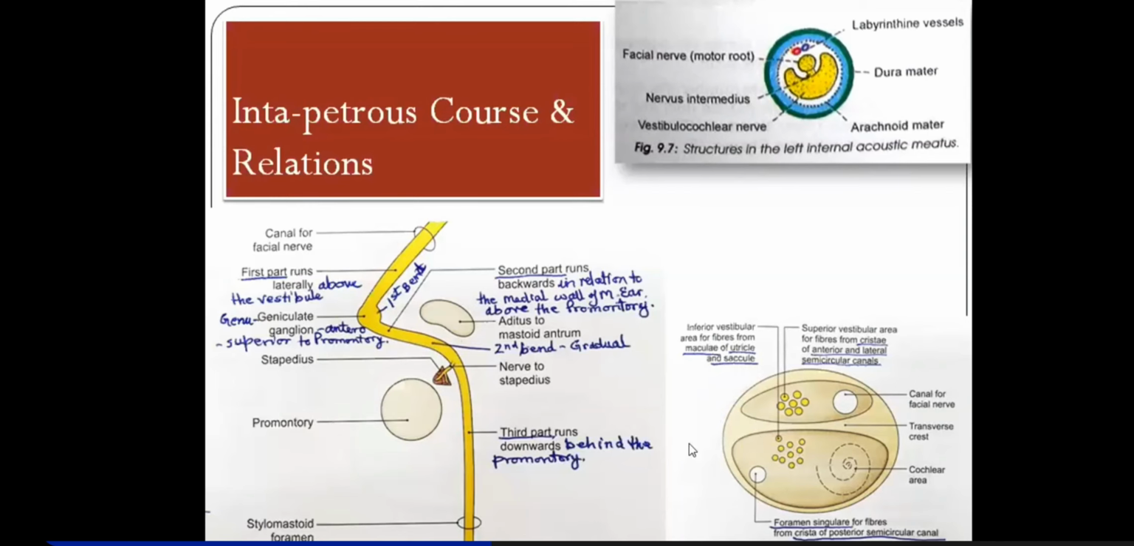Now what remains is the crista of the posterior semicircular canal. Okay, that will pass from the inferior vestibular area, and that portion is called foramen singulare. So remember this much, that this has a separate pathway or passage within this inferior vestibular area. Otherwise, these are bringing the kinetic balance sensation, these are bringing the static balance sensations, and this one is also bringing the kinetic balance sensations from the crista of the posterior semicircular canal. This is passing through the foramen singulare, right?